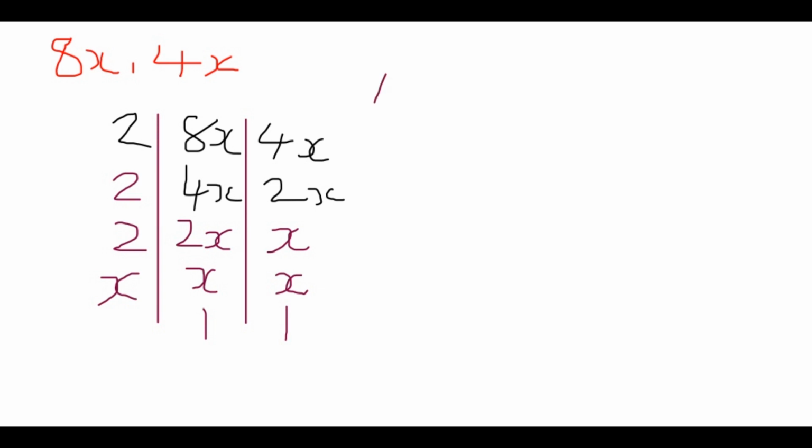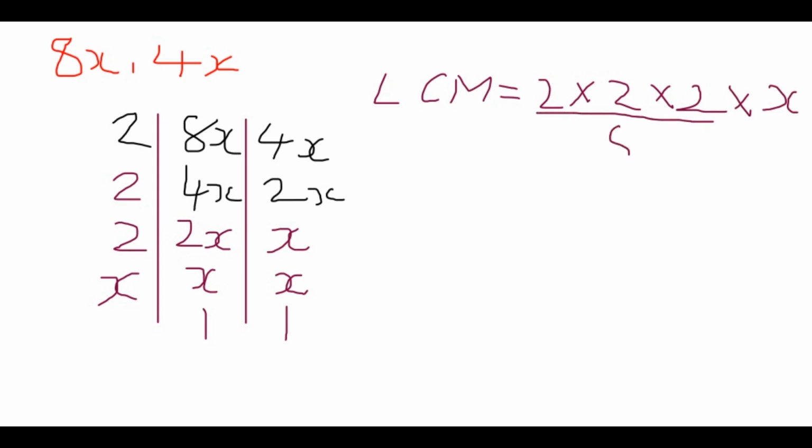So the LCM is equal to 2 times 2 times 2 times x. If you multiply these 3, you have 8, and 8 times x is 8x. So therefore the LCM is equal to 8x, and this is the LCM of 8x and 4x.